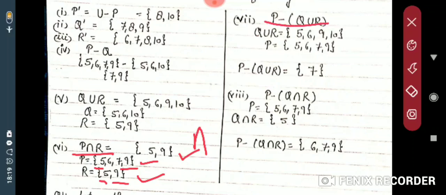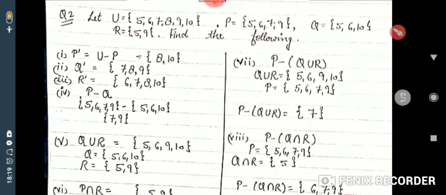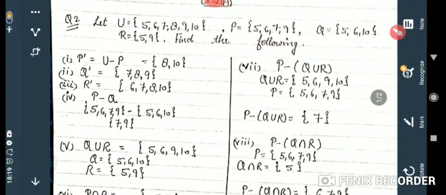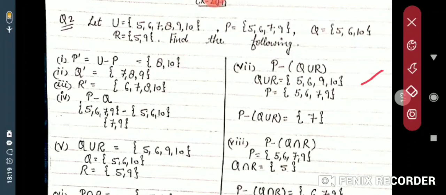Now next, P minus Q union R. So first you will find what? Q union R. Q union R means the elements of Q and R: 5, 6, 10 and 9. And the elements of P are 5, 6, 7 and 9. So 5 is there, 6 is there, 9 is there. Which is the element that is not present in Q union R? That is 7. So P minus Q union R is 7. Next question.